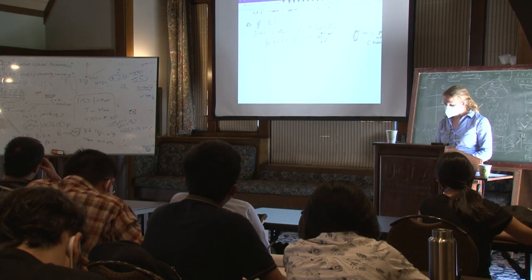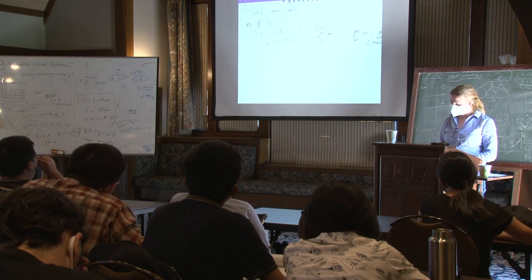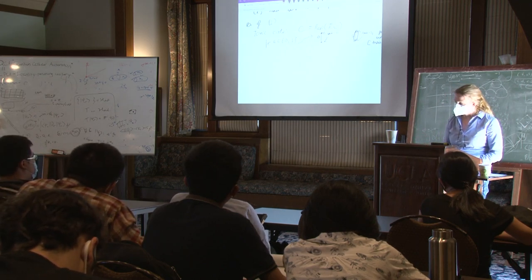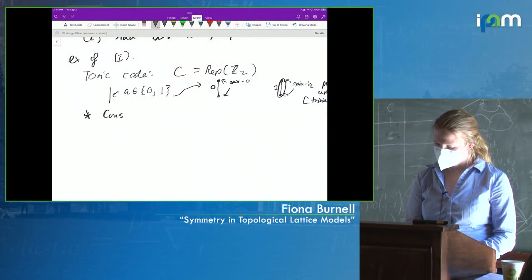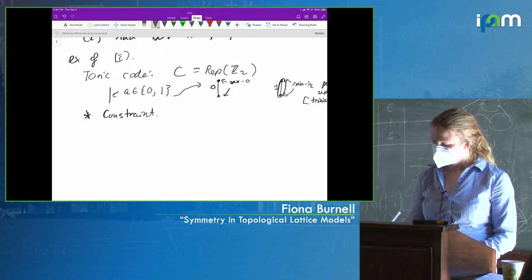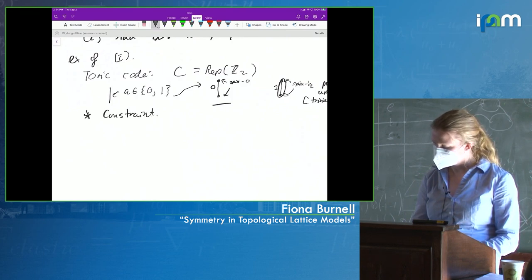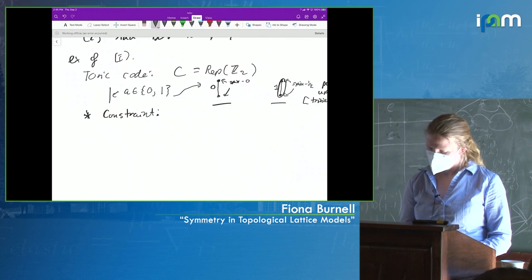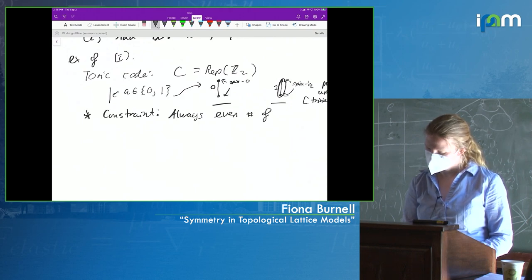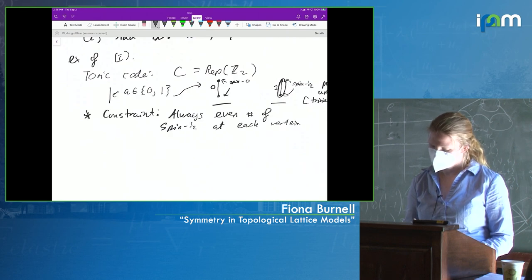and now I can basically modify my Hamiltonian. Oh, sorry. And when I do this, I have to be a little careful. So we also have to add a constraint. These are the states that I'm going to energetically prefer, these two states here. But I'm going to add a constraint, which is that I always have an even number of spin 1/2 at each vertex. Okay.